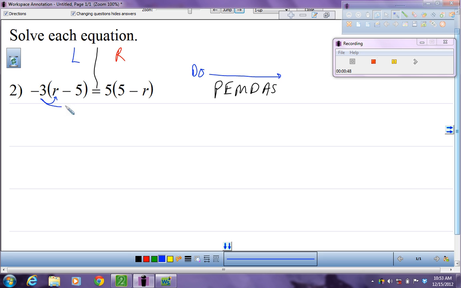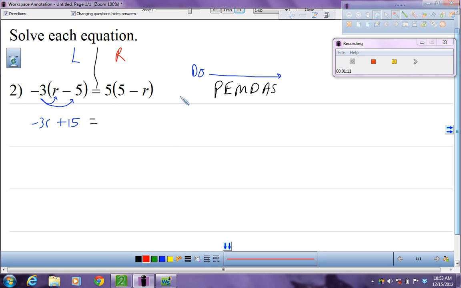I can see that the 3 is right next to the parentheses. So negative 3 times R becomes negative 3R. Negative 3 times negative 5 becomes positive 15. Then I need to add and subtract, but they're not like terms. There's an R term and a constant term. They're different terms. Well, that means I'm done there on the left side.